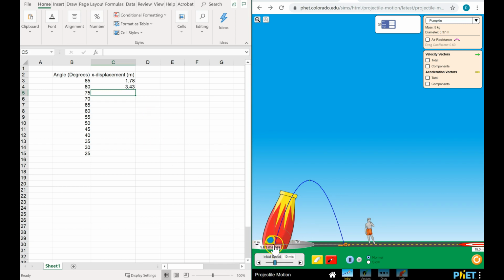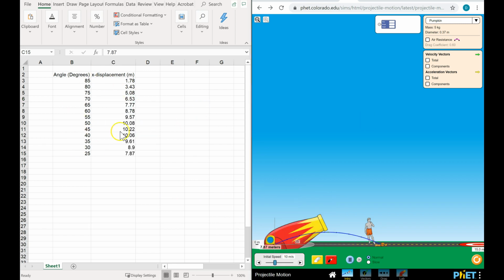So what's this next one? 5.08, and we keep going in this fashion. So here it is. I finished. This is my data. But now when you do your experiment, you will not use 10 meters per second.